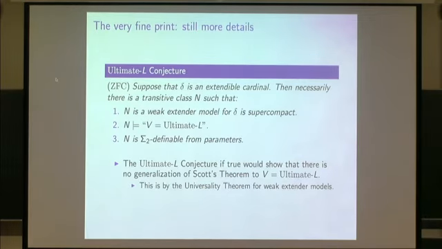If the ultimate L conjecture is true, that means provable, because necessarily, then it would show there's no generalization of Scott's theorem to V as ultimate L. There's a very precise theorem there. This is by what's called the universality theorem for weak extender models. There's a certain way that large cardinal axioms are posed, and you get it out of that. Okay, so it all comes down to this conjecture.